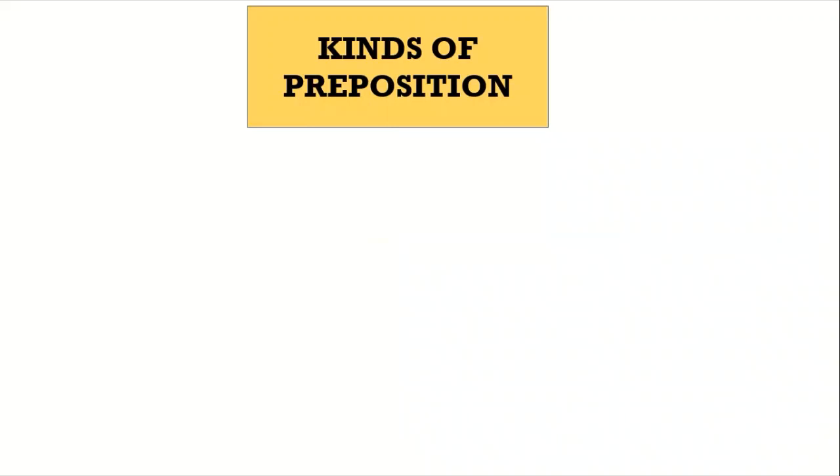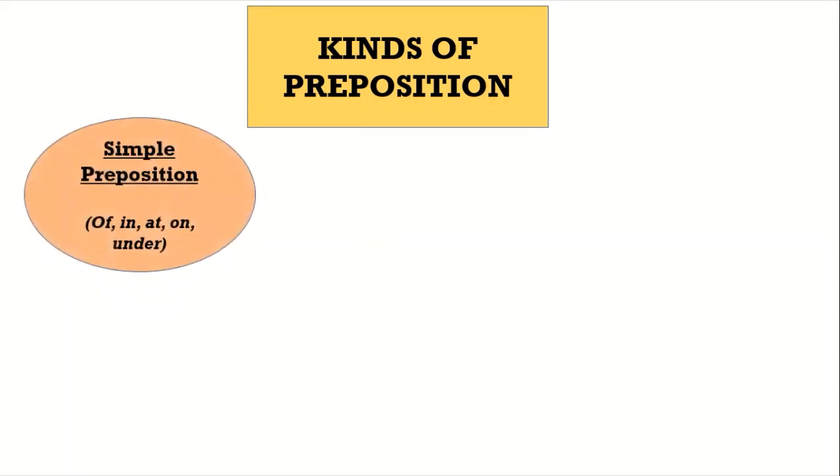Next, the most important thing which is there in your textbook, the kinds of preposition. We'll come across simple prepositions, simple words like of, in, at, on, under, which we saw.